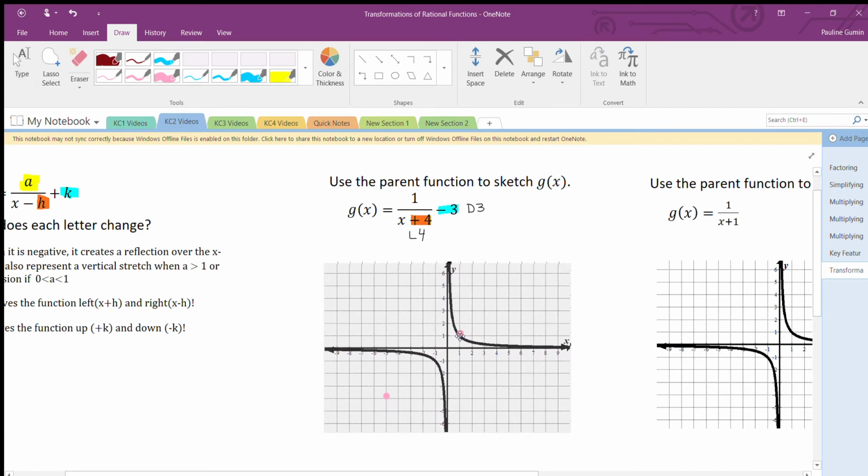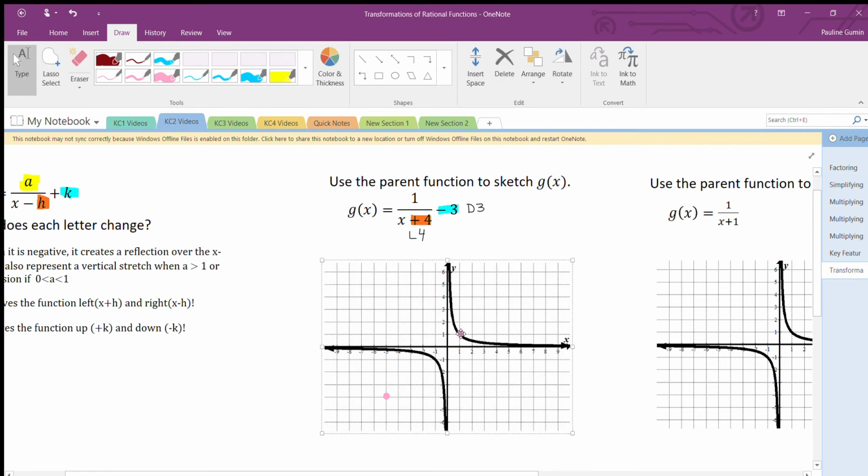Let's grab this one. Whoops, that grabbed the whole graph there. Let's just select the point. There we go. Left 1, 2, 3, 4, and down 1, 2, 3. There we go. And now I'm going to use the best of my sketching abilities to draw this graph.